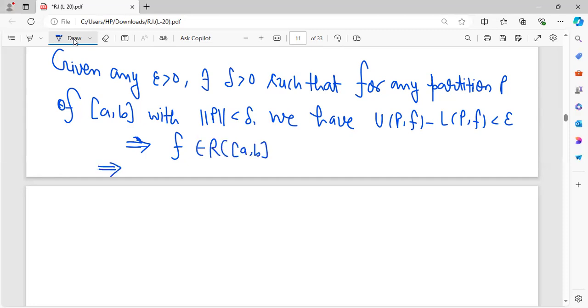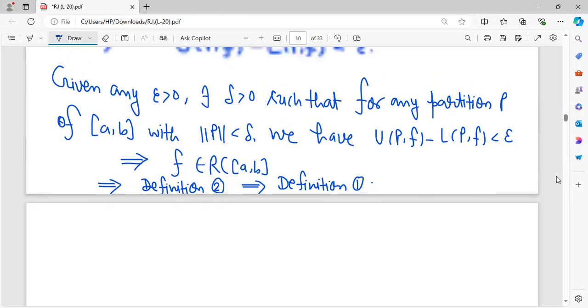So finally what we got? Definition 2 implies definition 1. Finally, the equivalence of definition 1 and 2 is proved. So we have first proved that f is bounded, and then we have proved that the function is Riemann integrable. Riemann integrable means in terms of definition 1 that lower integral is equal to upper integral. So definition 2 implies definition 1. Okay. So today's lecture up to this.